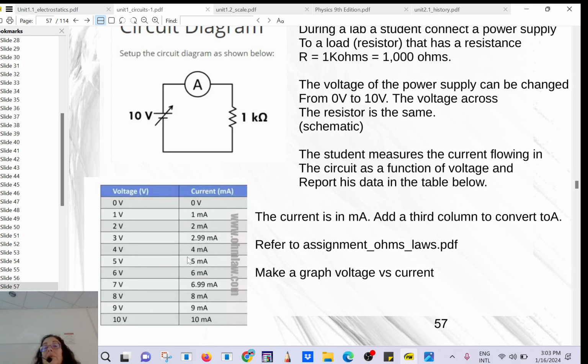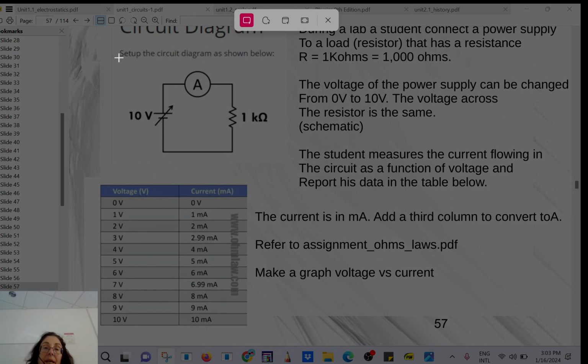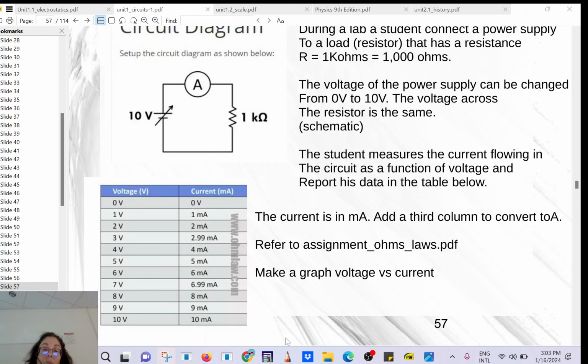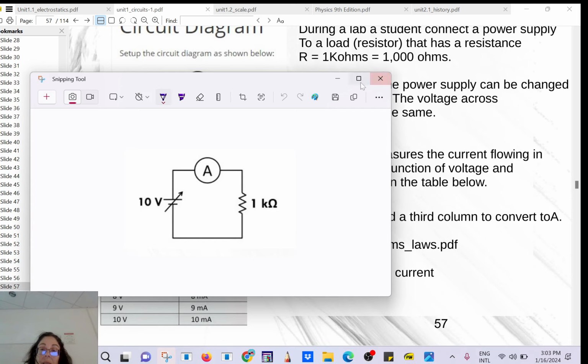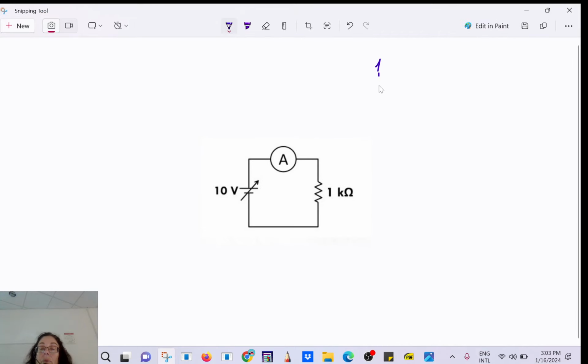What's going to be the step in milliamps? It's also 1. Okay, so then we ask students, when I was teaching lab a long time ago, it's called the Ohm's law lab. You do a graph that will be the current here in milliamps. Here you're going to have the voltage in volts.